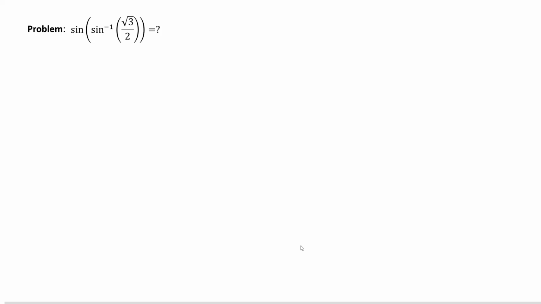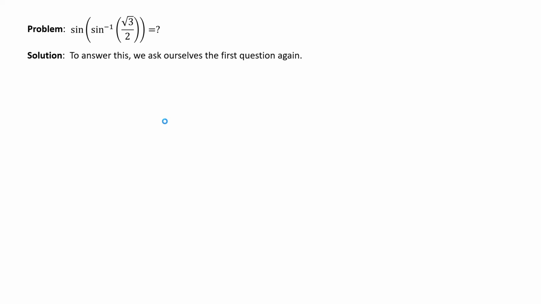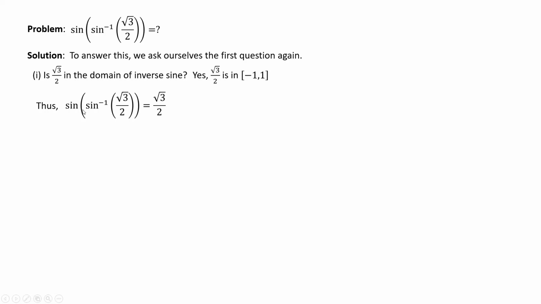What is sine of sine inverse of square root of 3 over 2? Didn't we say that f of f inverse of x is equal to x? So based on that, shouldn't this be simply square root of 3 over 2? Yes, but we got to be careful. Is square root of 3 over 2 in the domain of inverse sine? That's -1 to 1. Yes, square root of 3 over 2 is in -1 to 1. So, because of that, we can say sine of sine inverse of square root of 3 over 2 is square root of 3 over 2.